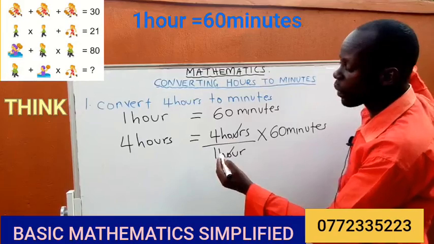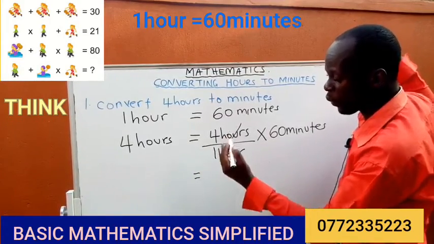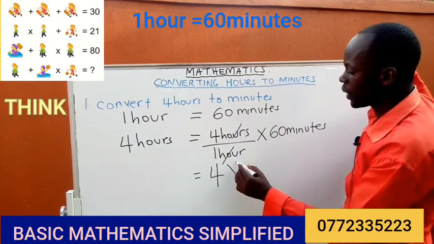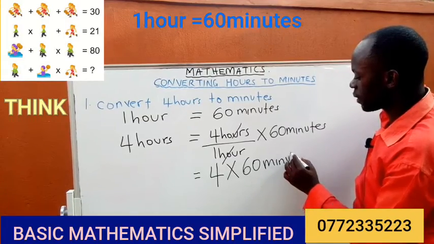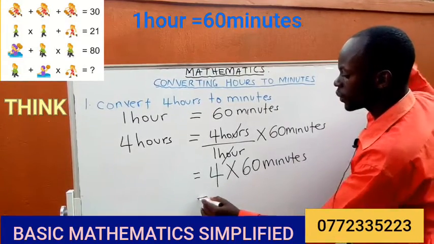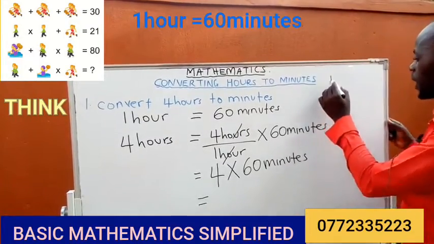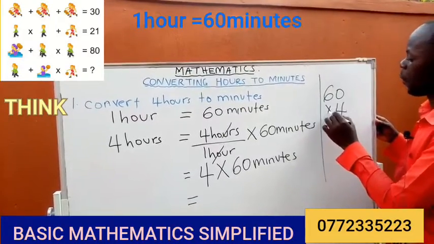Remember, 4 hours divided by 1 hour, you get 4, without the word hour. That's how you can know that hours have been cancelled. Then multiply by 60 minutes. So what is 4 multiplied by 60? You come somewhere here and you multiply 60 by 4.